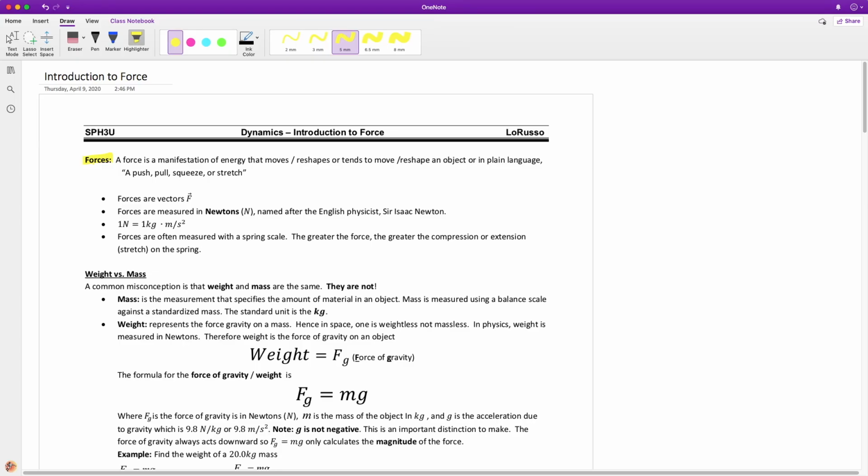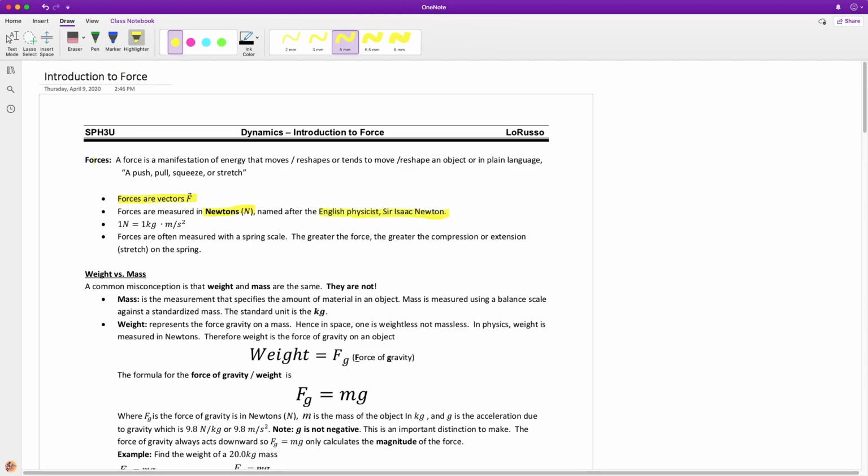So what is a force? Well, a force is a manifestation of energy that moves, reshapes, or tends to move, reshape an object. Or in plain language, a push, pull, squeeze, or stretch. Forces are vectors, which means that they have both a magnitude and a direction.